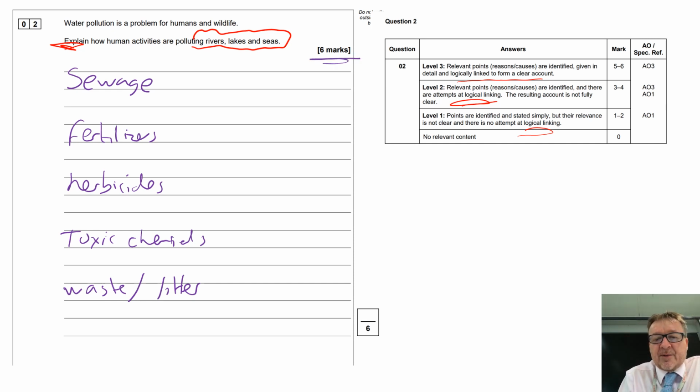Now, because this is a 6-mark question, right, you probably only need to do 3. It's never going to do any harm adding extras if you've got a pretty good idea that they're right. So explain how human activities are polluting rivers, lakes and seas.